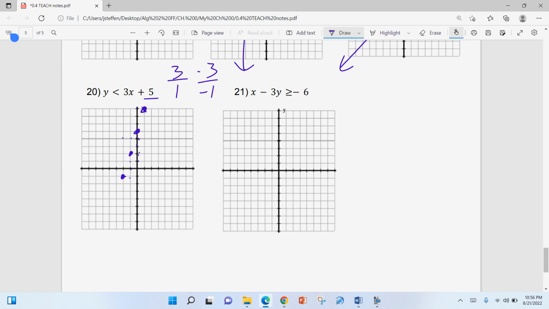Once you have this, then since there's no line under it, it is a dotted line. So don't forget that. If you ever mess that up, you can always just label it as dotted. That is fine.